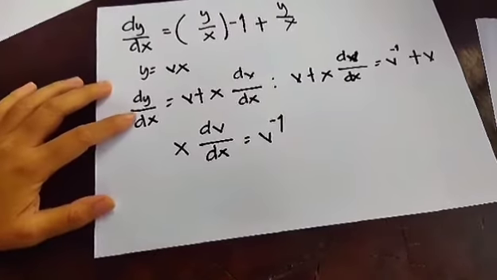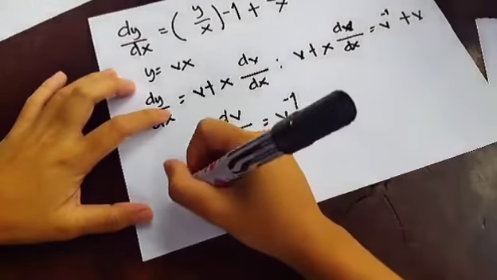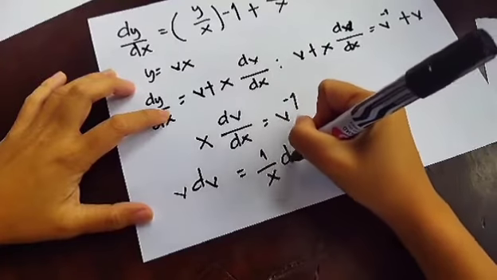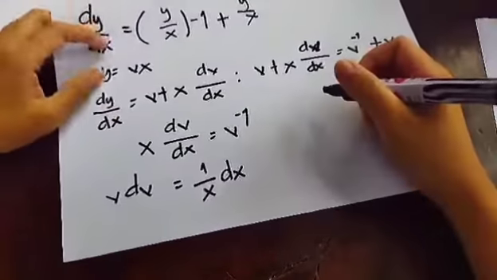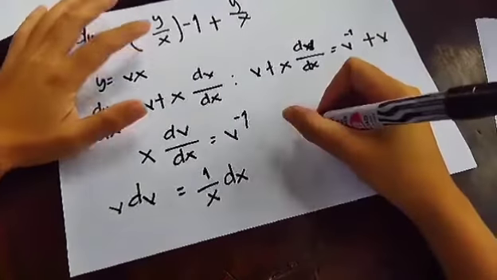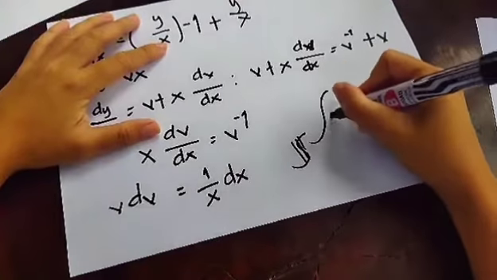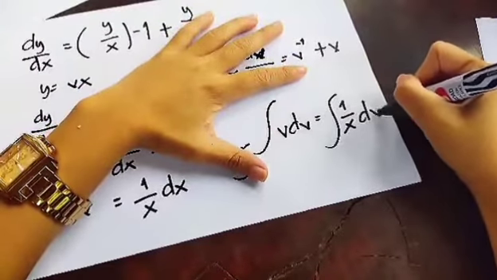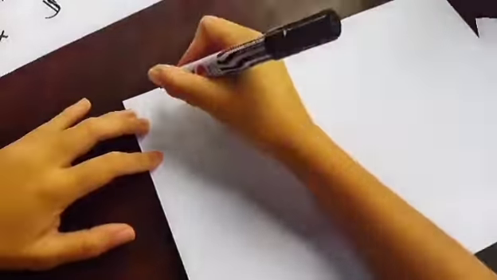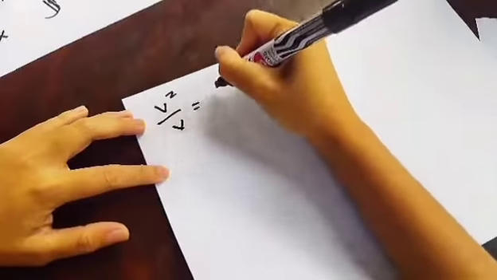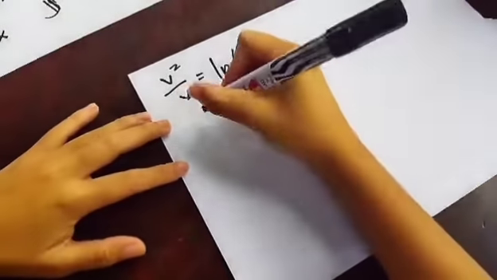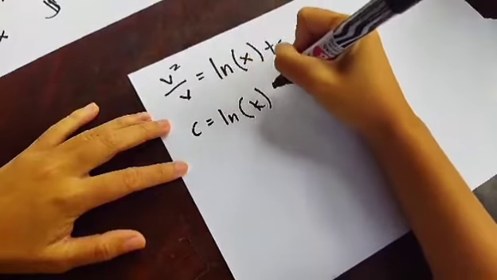Now we separate the variables, and it will turn into this: dv is equal to 1 over x dx. So put the integral sign in front, and that will turn into this: integral of dv is equal to integral of 1 over x dx. Then we integrate this value. It will be like this: v squared over 2 is equal to ln x plus c. And then we make c equal to ln k.